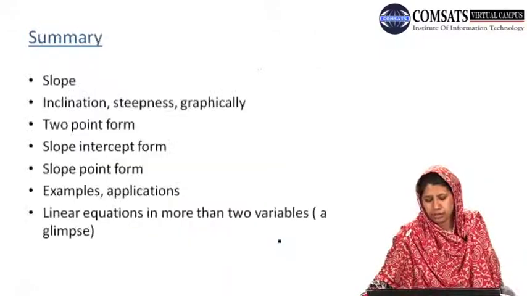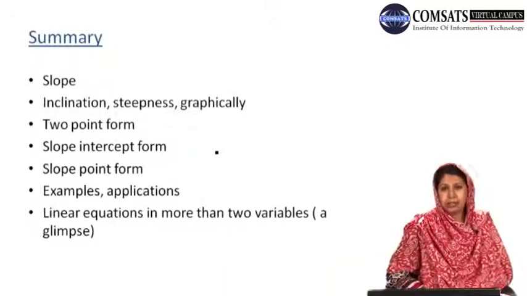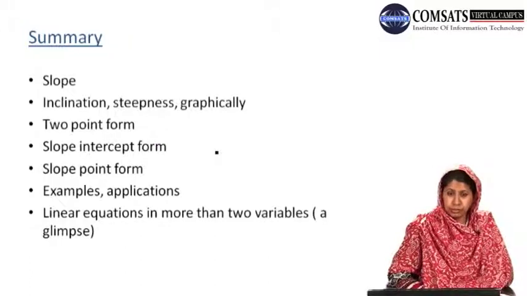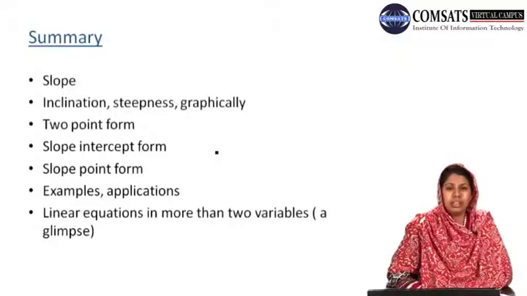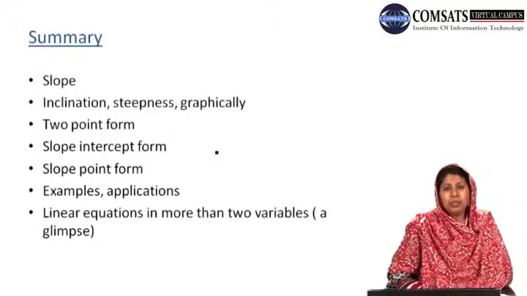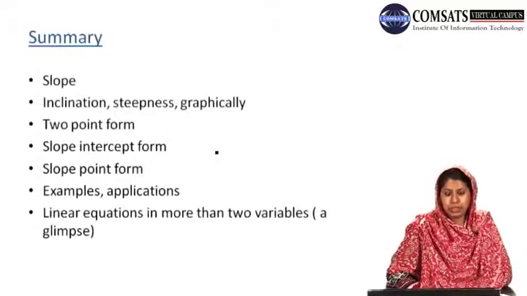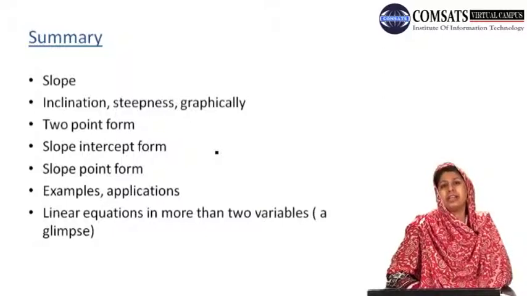Okay, now let us summarize what we have studied in today's lecture. We have seen the definition of slope. Slope basically tells us the inclination and steepness of a line, a linear equation in 2 variables. What do we mean by graphically representing a slope? That is, if we plot our line, how we can see the slope of the line. Then we have studied the 2-point form, that is when we are given 2 points on a line, how we can get the slope from this information.